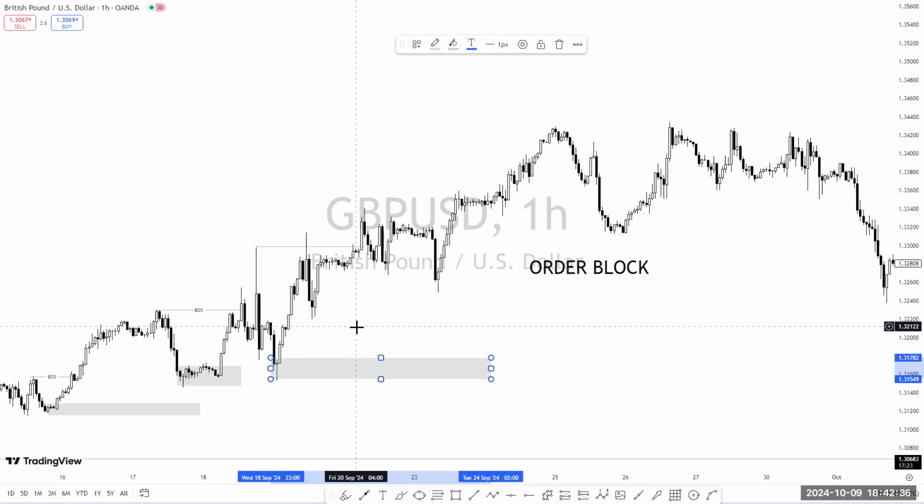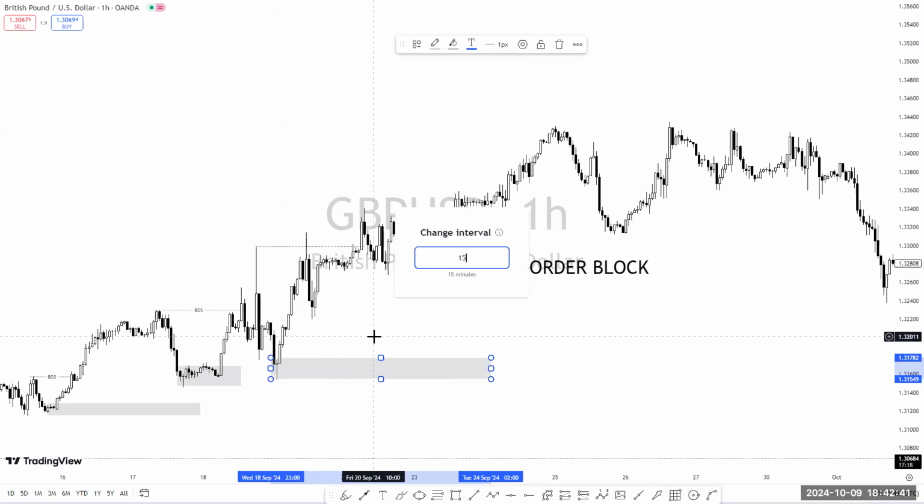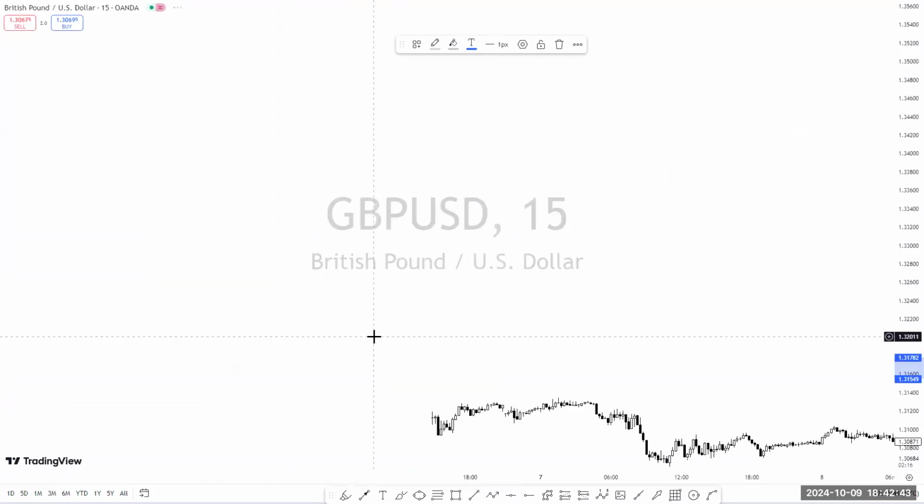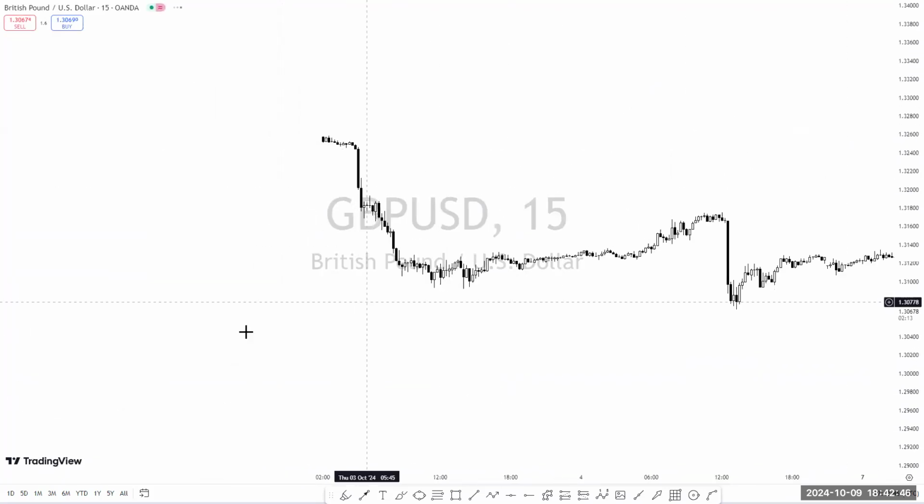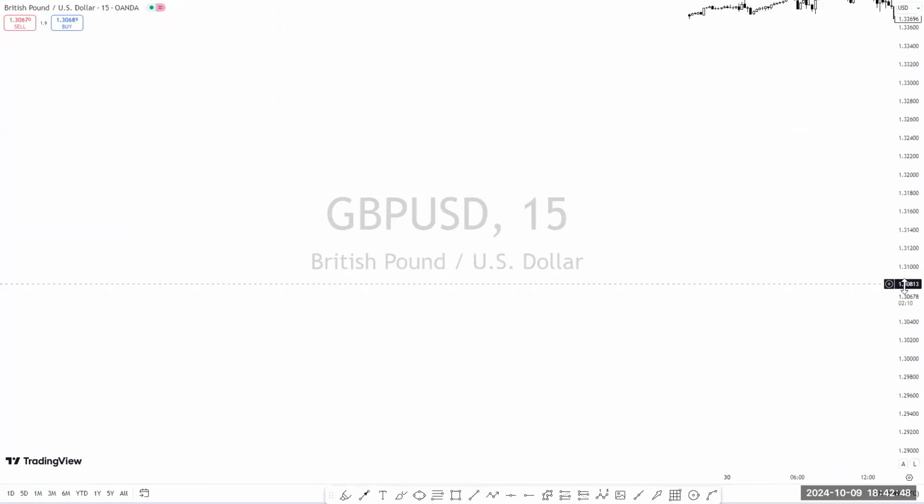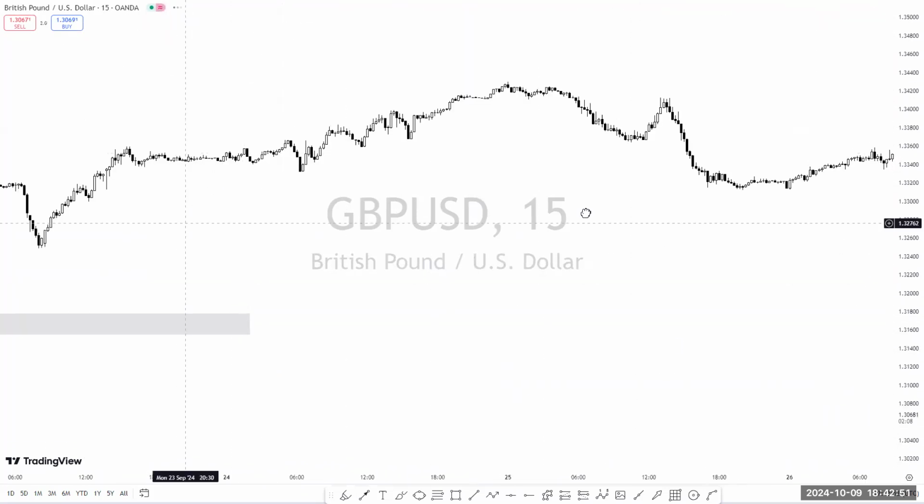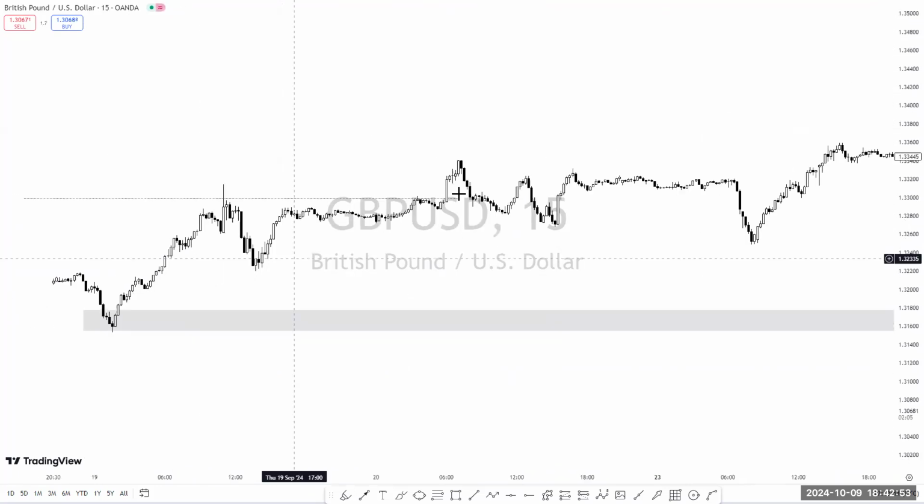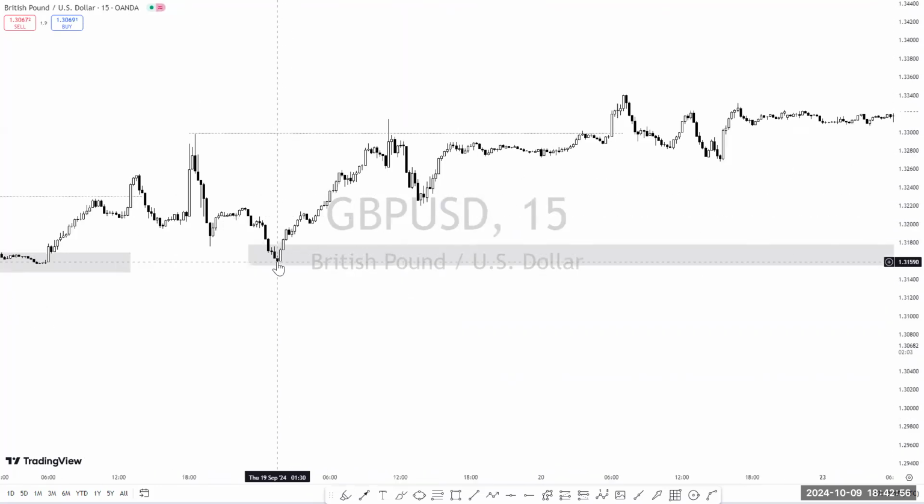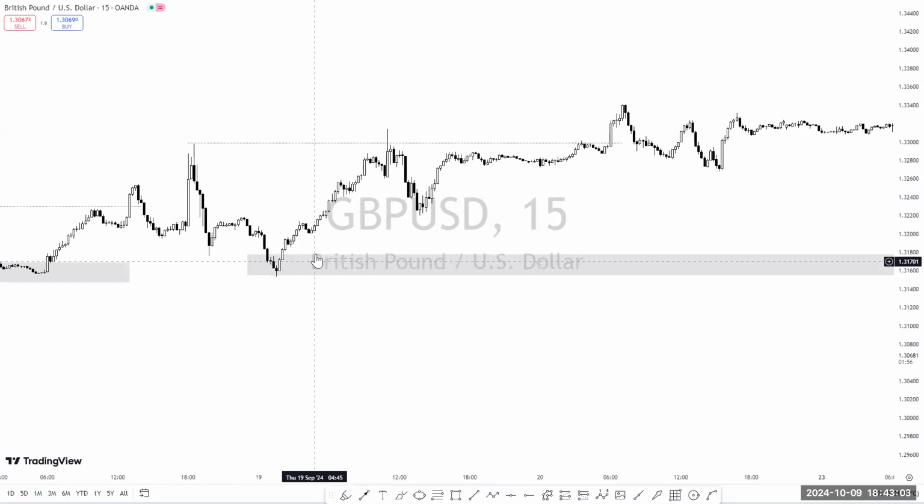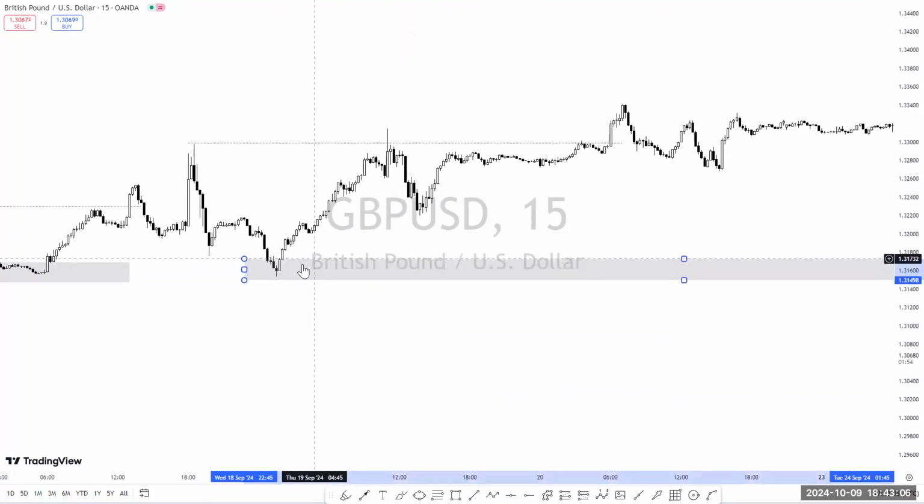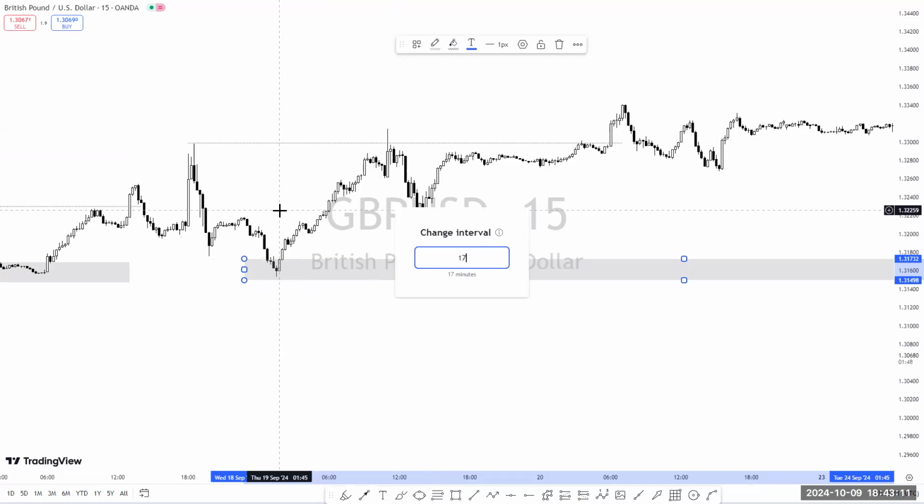Don't be confused. If you want me to go to 15 minutes to explain this thing, let me go to 15 minutes. Sir, can you see? You see the order block now on 15 minutes. Okay, this was the wick I marked. This particular area was the wick I marked on the 1 hour time frame. You see the last candle that led to the break of structure. So now let's go back to 1 hour.